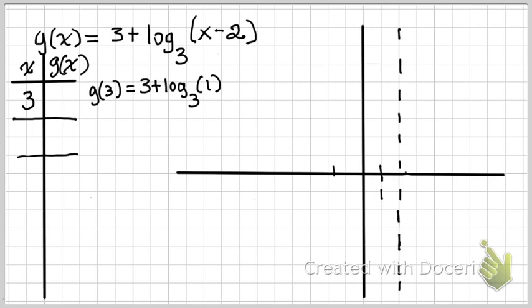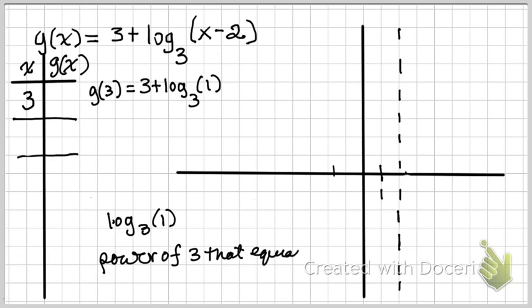And just like the other one, I'm looking for log base 3 of 1, and I'm asking what power of 3 equals 1, and it's the same as before, it's 0. So log base 3 of 1 is 0, 3 plus 0 is 3. So there we have that point 3, 3 again.